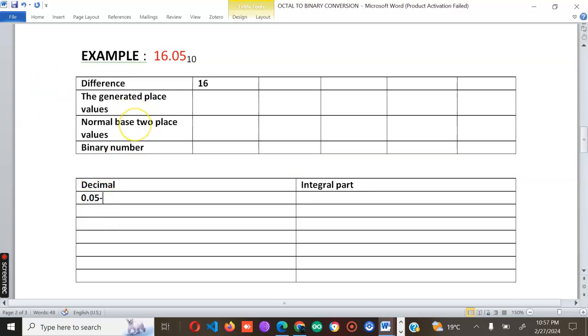Remember the rule? The rule is always to multiply by 2. So when you multiply this one by 2, you get 0.10. So the answer here is 0. Then get the fraction again, multiplying by 2, you get 0.2. So again, we will have a 0 there.